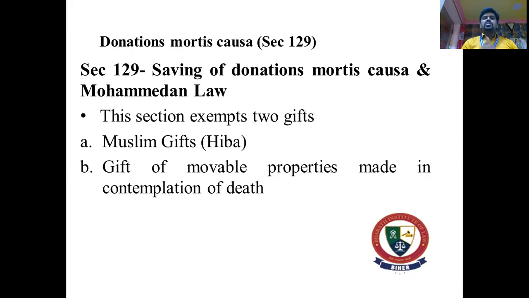Next is donations mortis causa, section 129. The section exempts two gifts, that is the Muslim gift called hiba, or the gift of movable properties made in contemplation of death. So this is called a deathbed gift. So any gift which is made at the time of death is what this section talks about.